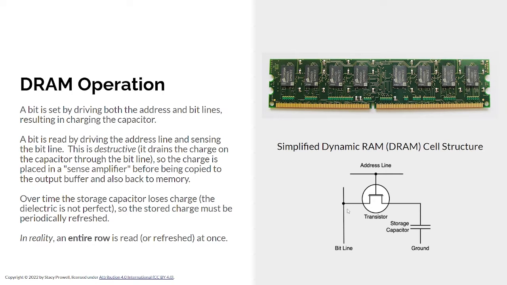But you'll notice what happens. When I write it, I charge it up. But when I read it, I drain the charge off of here through the bit line. And so basically when I read it, I destroy it. So what I need to do is find a way to read it and then put the information back, so the next time I read it, it's still there. And that's what in fact happens.